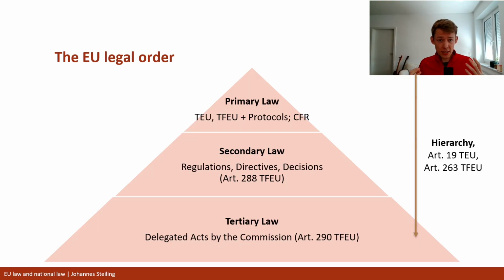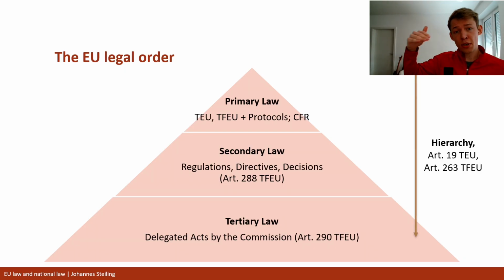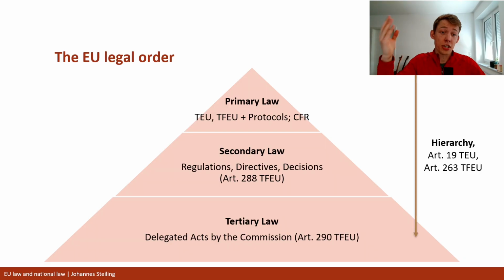And the way we do that is through a procedure that is regulated in Article 263 of the Treaty on the Functioning of the European Union. There, certain actors can ask the ECJ to invalidate a secondary law act. And we also have the procedure for preliminary ruling, in which the ECJ can interpret EU law and could also invalidate a secondary law act.